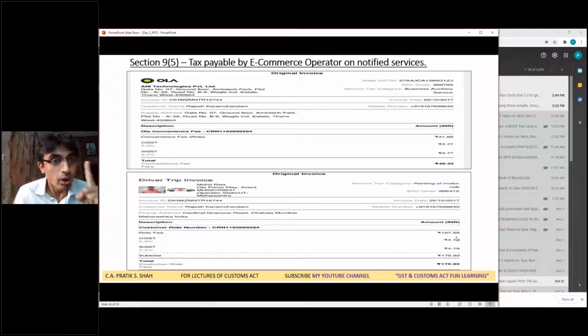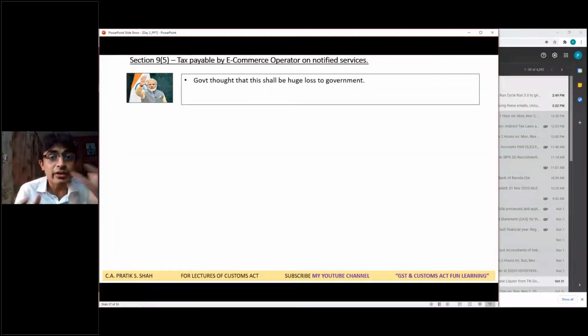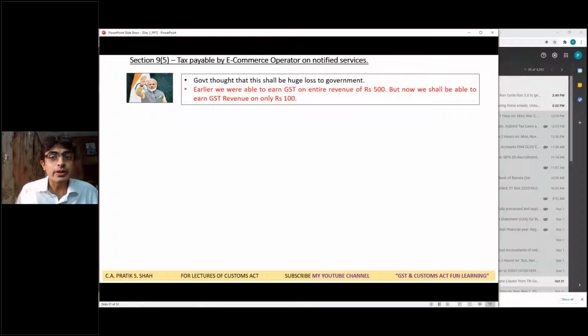Okay, so this was a smart technique which could have been used. They have not used that. There is no cheating. Ola has not done anything wrong. They have used a legal method. Now the government got confused. Earlier we used to earn revenue, GST, on 500 rupees. Now we will be earning only on 100 rupees.